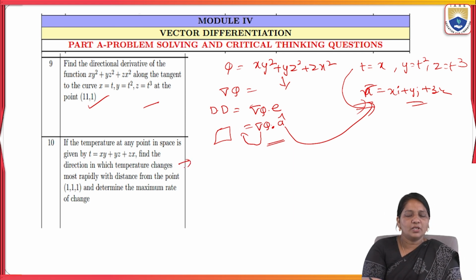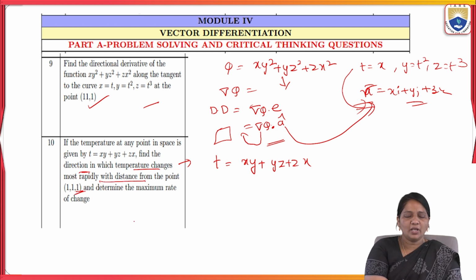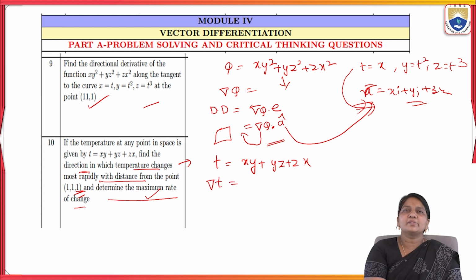And let's see the 10th question. If the temperature at a point in space is given, what is the temperature they gave? T equal to xy + yz + zx. Find the direction in which the temperature changes most rapidly with the distance from the point and determine the maximum rate of change. First of all, we have to find ∂T/∂n value. After that, at the point we can find the maximum rate. So this is T equal to xy + yz + zx. So we are going to calculate del T value, that means gradient of T.